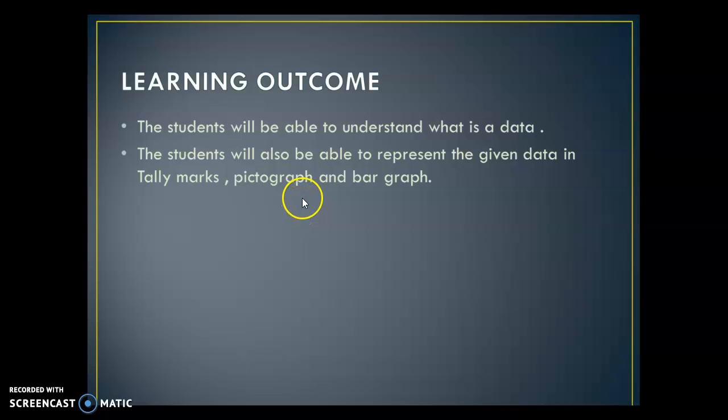By the end of this video, you all will be able to understand what a data is, and you will also be able to represent a given data in the form of tally marks, pictograph, and bar graph.